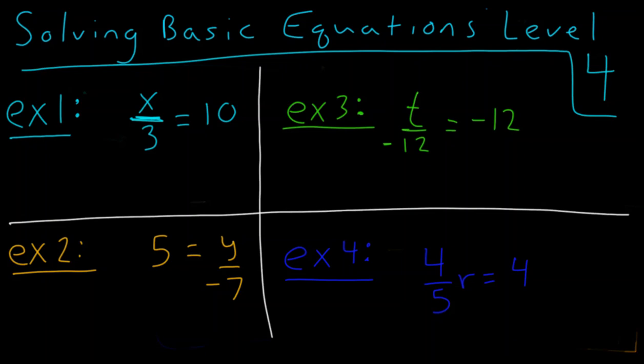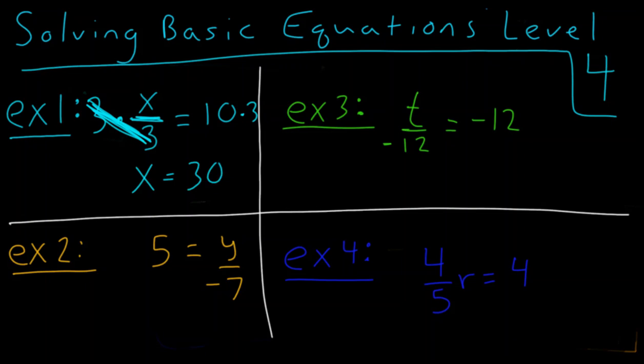So if I want to get this 3 out of the denominator, or the bottom of the fraction, I simply do the opposite of dividing by 3, which is to multiply by 3. And I'll kind of draw my slanted 1 through there. Now, whatever I do to the left, I have to do to the right. And so we say this, x is equal to 10 times 3, which is, of course, 30.